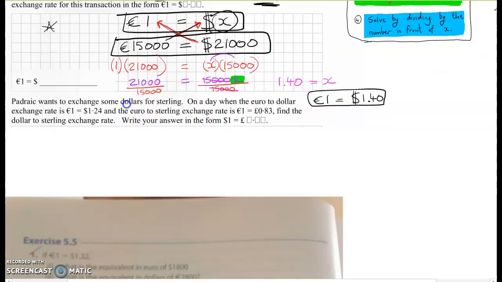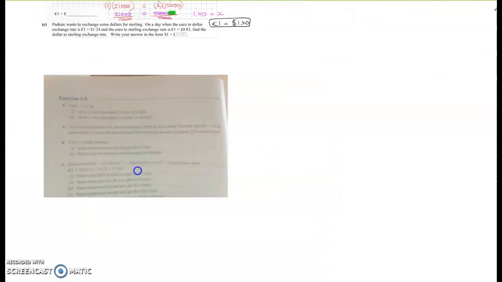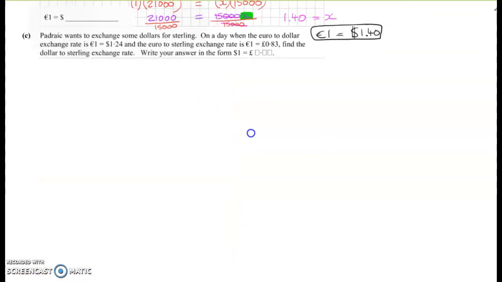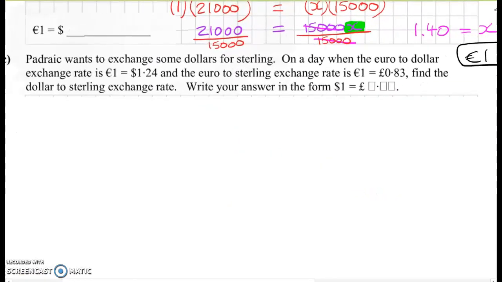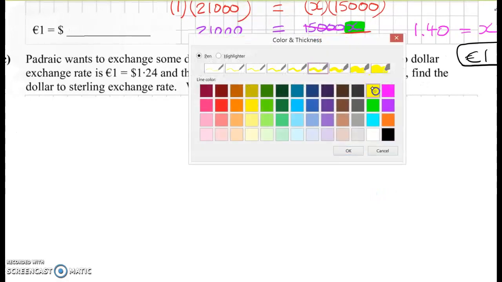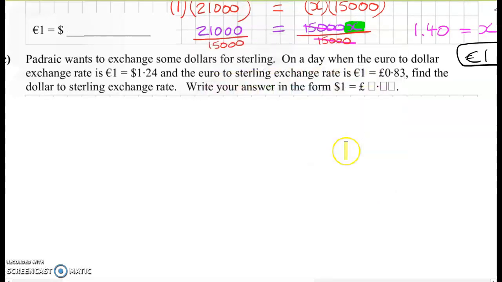Okay? Now, the very last part of this question, now I'm just going to move this picture out of the way, it looks at first reading to be quite difficult. So let's see if we can figure it out. It says that he wants to exchange some dollars for sterling on a day when the euro to dollar exchange rate is that, and the euro to sterling is that. Find the dollar to sterling.